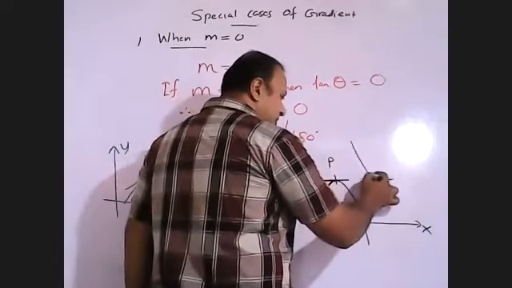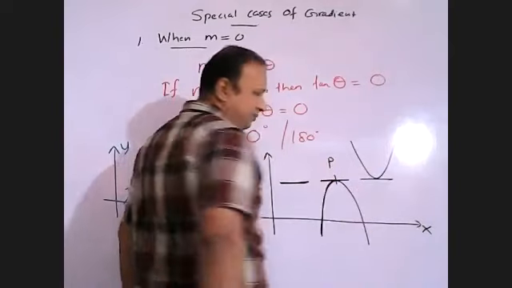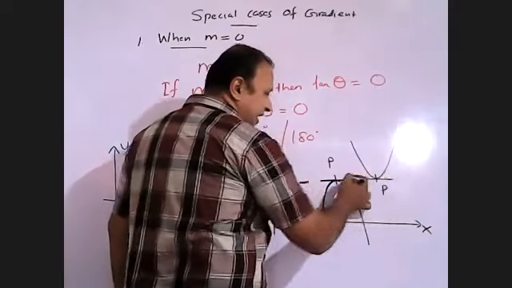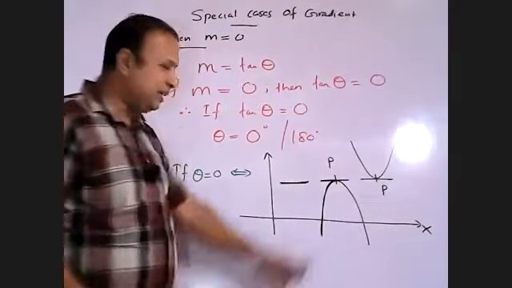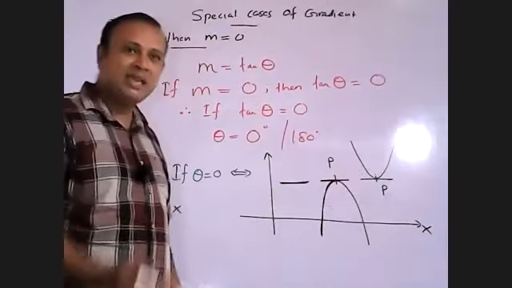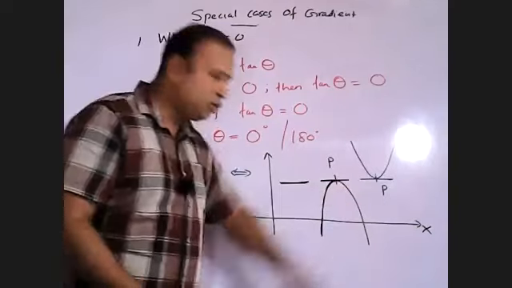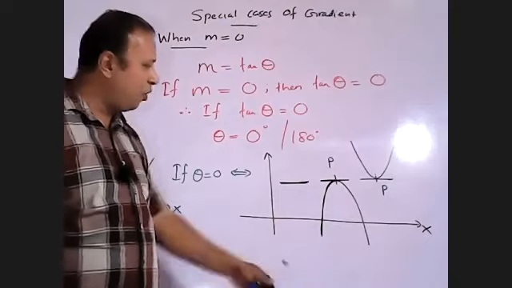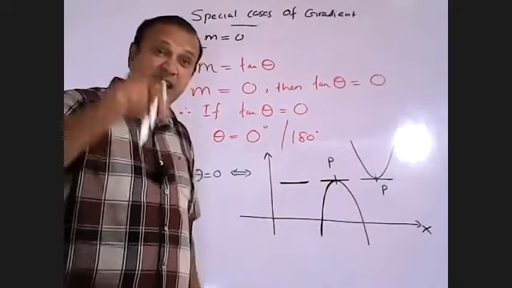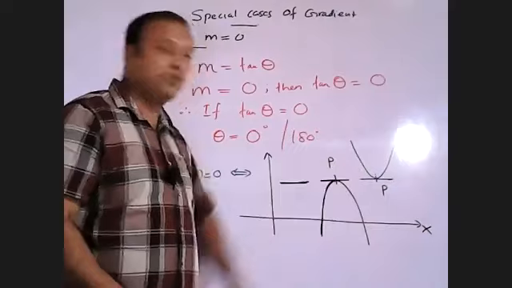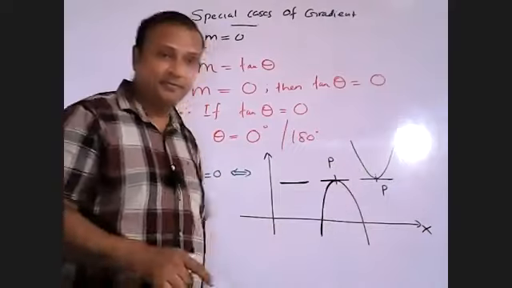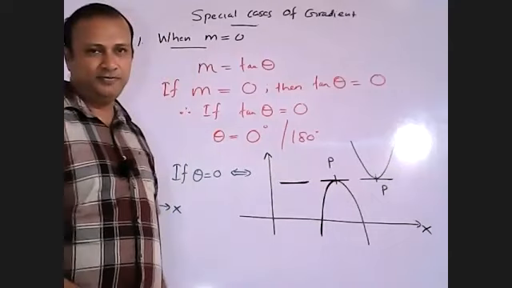Suppose we have this kind of graph. The tangent at point P is parallel to the x-axis. Therefore, the gradient at point P is equal to 0.